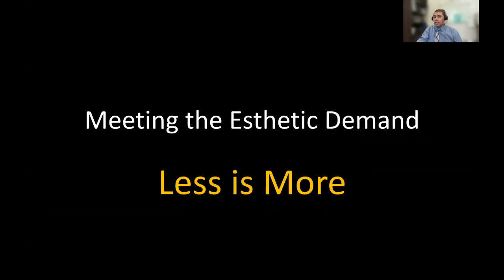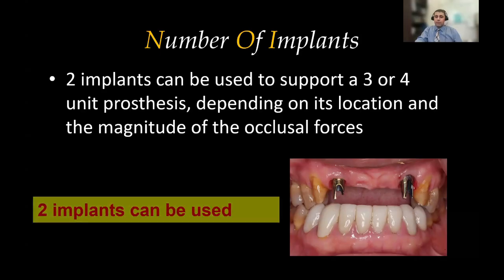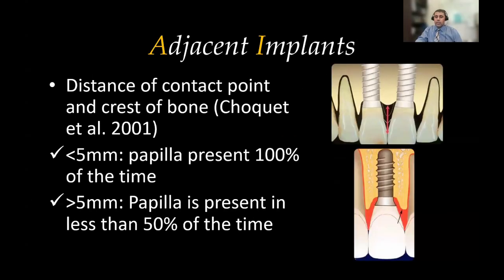So when it comes to meeting the aesthetic demands in the anterior segment, sometimes less is more, okay? Less number of implants, utilizing Pontics, not large number of Pontics, one or two can achieve very good outcome. The two implants can be used to support 3 to 4 unit prosthesis, depends on its location and the magnitude of occlusal forces. So that's a very, very good consideration for the anterior segment.